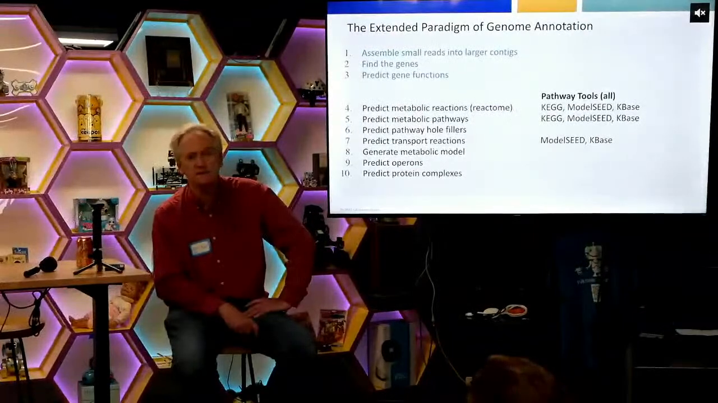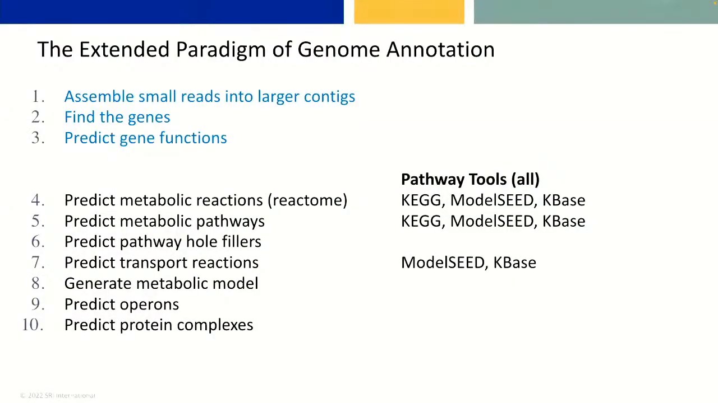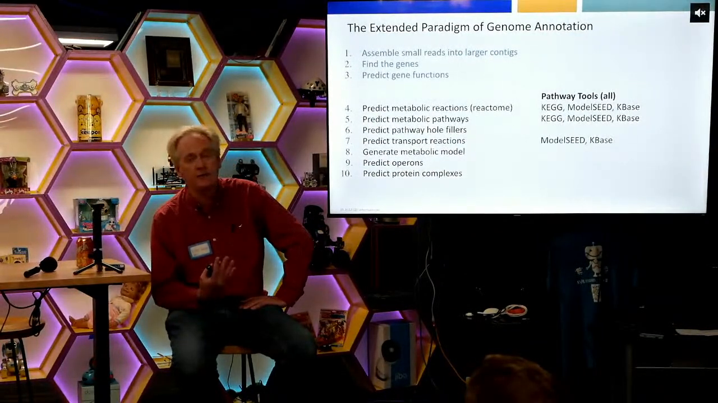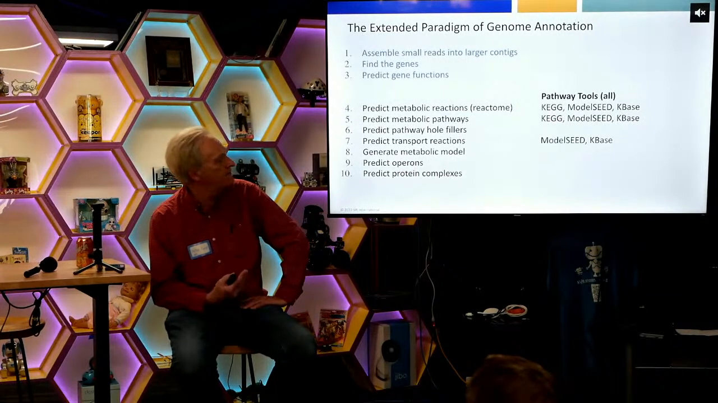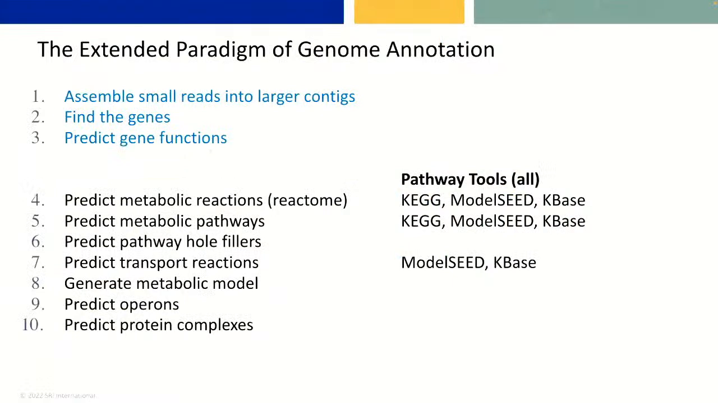And here's what I see as now the expanded paradigm of genome annotation. These additional steps have gone pretty far beyond that standard paradigm, and they include predicting the metabolic reactions of the organism and the metabolic pathways of the organism, and predicting what we call pathway hole fillers, or which genes in the genome code for enzymes that are missing from metabolic pathways. Because when you do pathway analyses of most genomes, there are always missing enzymes in some of the pathways because they're hiding in the unannotated genes.